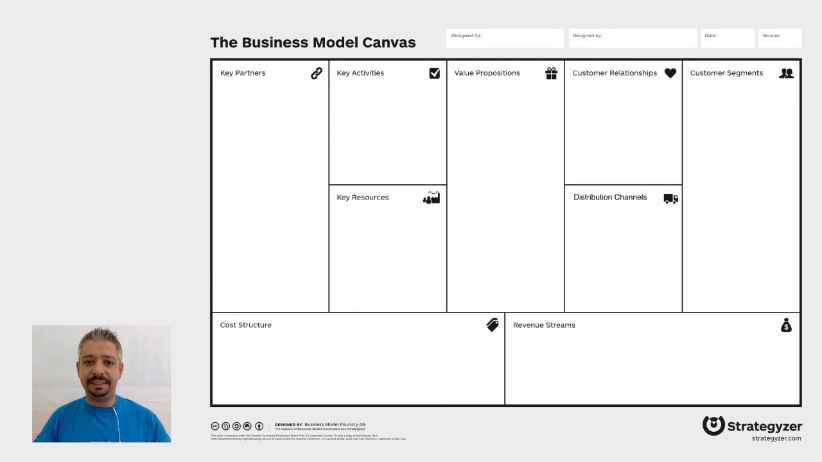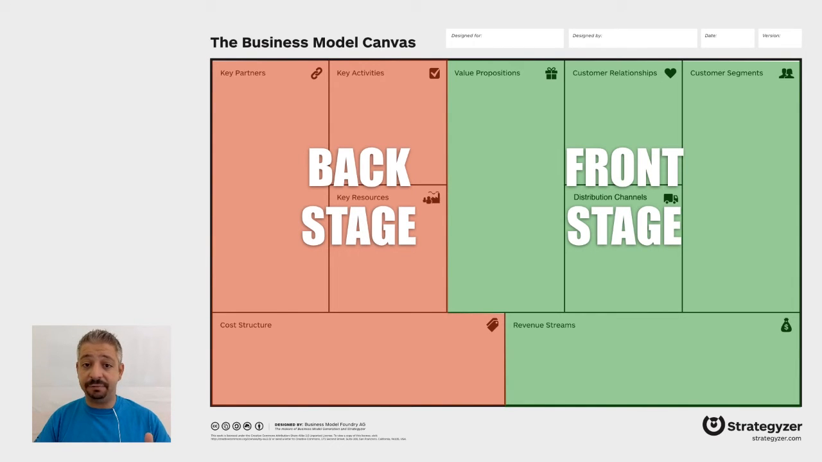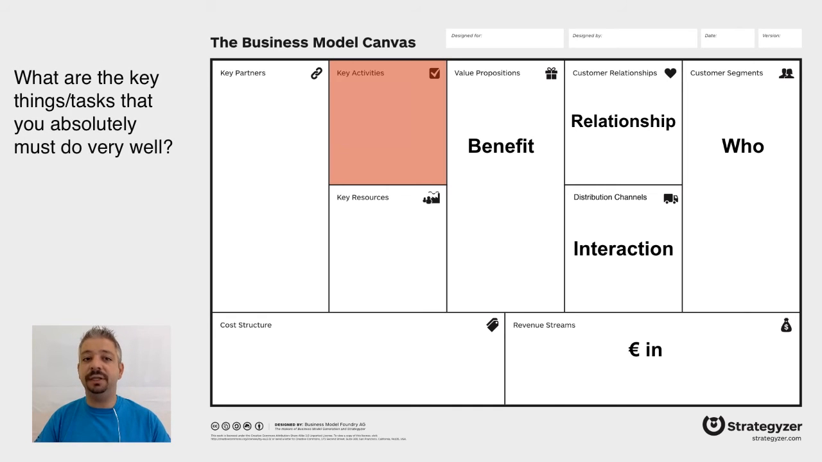Okay, so this completes the right side of the canvas, the one we like to call the front stage, the one that everybody can see. Now let's take a look at the left side of the canvas, and these are all the things that take place in the backstage. In the key activities box, you write all the primary activities you need to be doing really, really well in order to make your business model work.